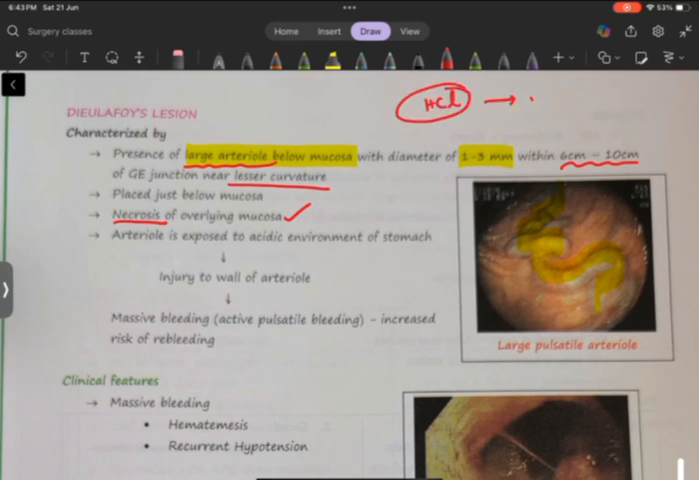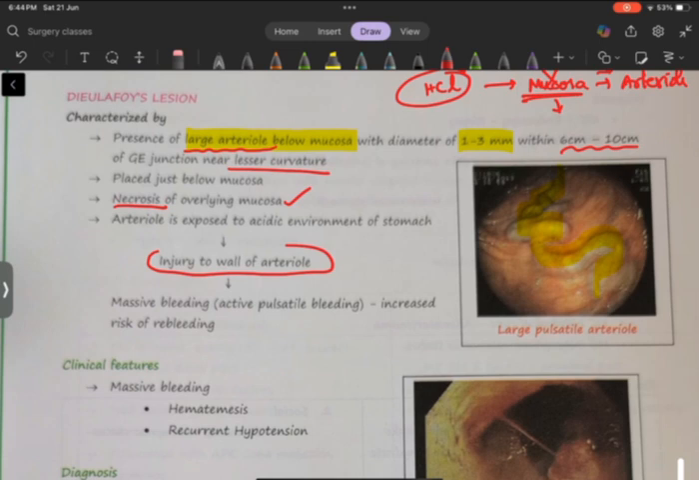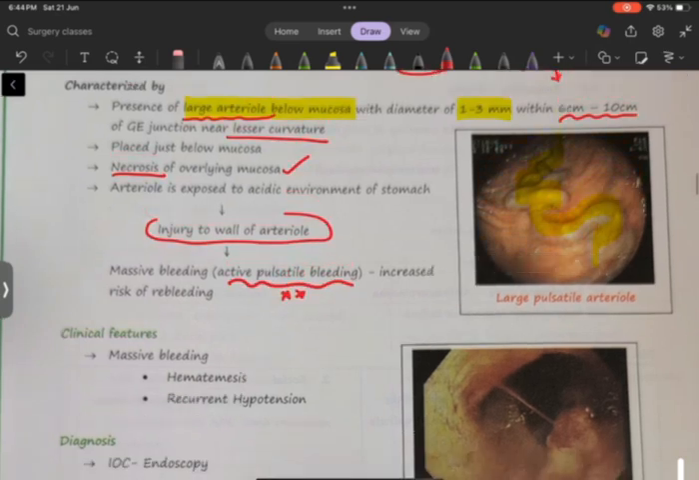Okay, so HCl, then mucosa, within that was the arteriole. Now, since the mucosa is undergoing necrosis, there is no one preventing the arteriole from getting exposed to hydrochloric acid of the stomach, because of which there will be injury to the wall of the arteriole. So, hence, if the wall of the arteriole gets damaged, what is flowing inside the arteriole? That is blood. So, there will be active, and since it is an artery, there will be pulsatile bleeding. Hence, there is increased risk of rebleeding even if you cauterize it. Again, the arteriole wall is damaged, because of which again the acid will cause damage to the arteriole, and again there will be rebleeding.